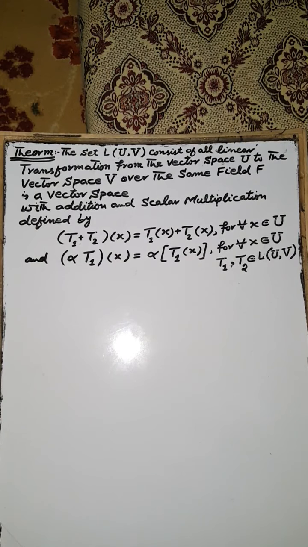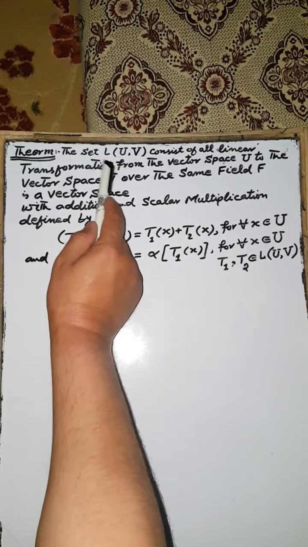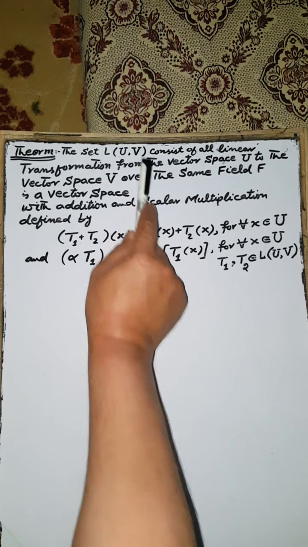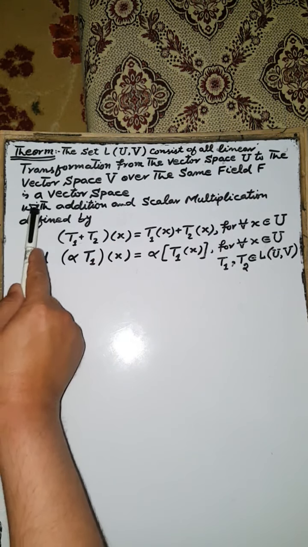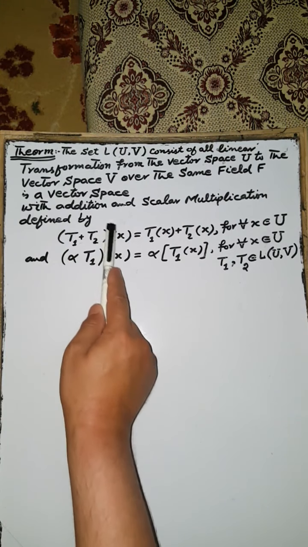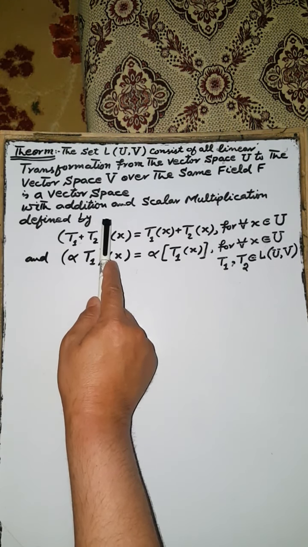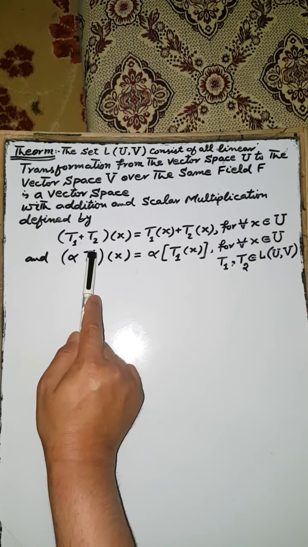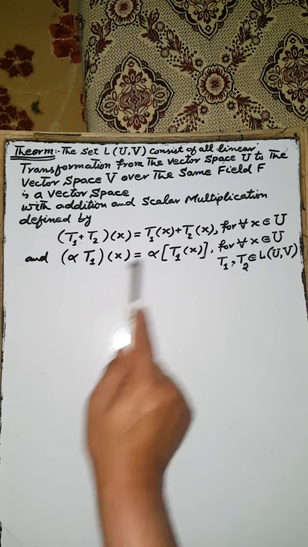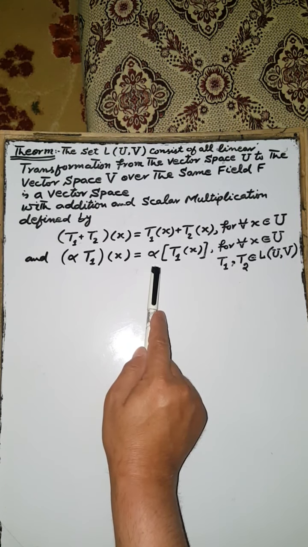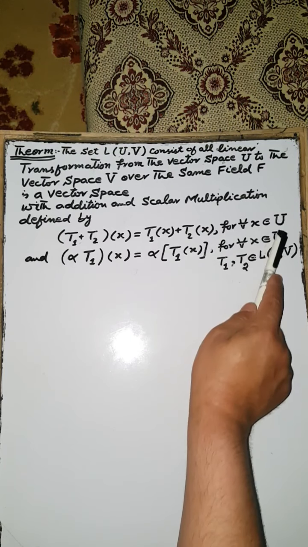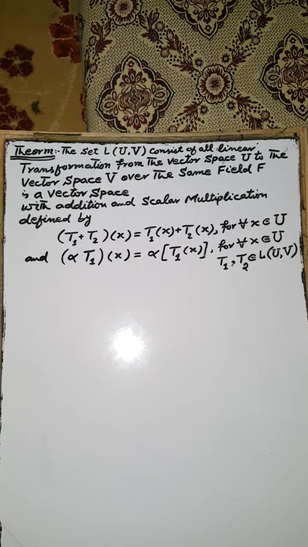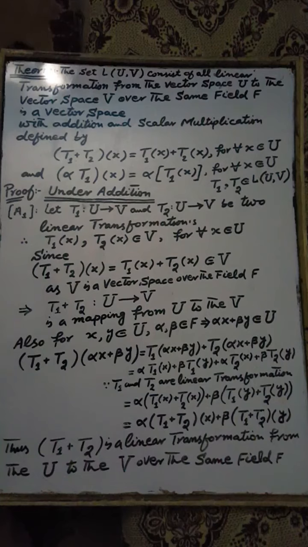Bismillahirrahmanirrahim. A theorem which states that if the set consists of all linear transformations from the vector space U to the vector space V over the same field F, it is a vector space under the conditions of addition and scalar multiplication defined by (T1 + T2)x = T1x + T2x, and (alpha T1)x = alpha multiplied by T1x, for x an element of the vector space U, and T1 and T2 are linear operators from the vector space U to the vector space V.